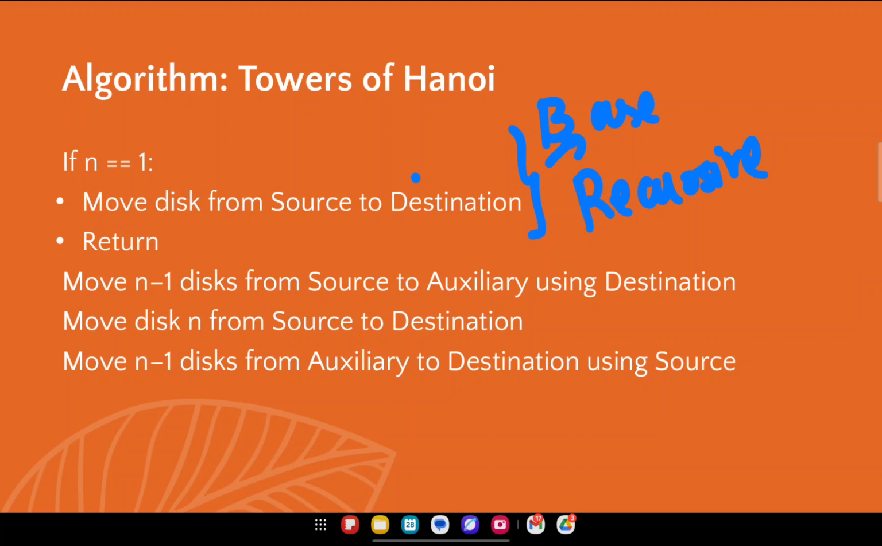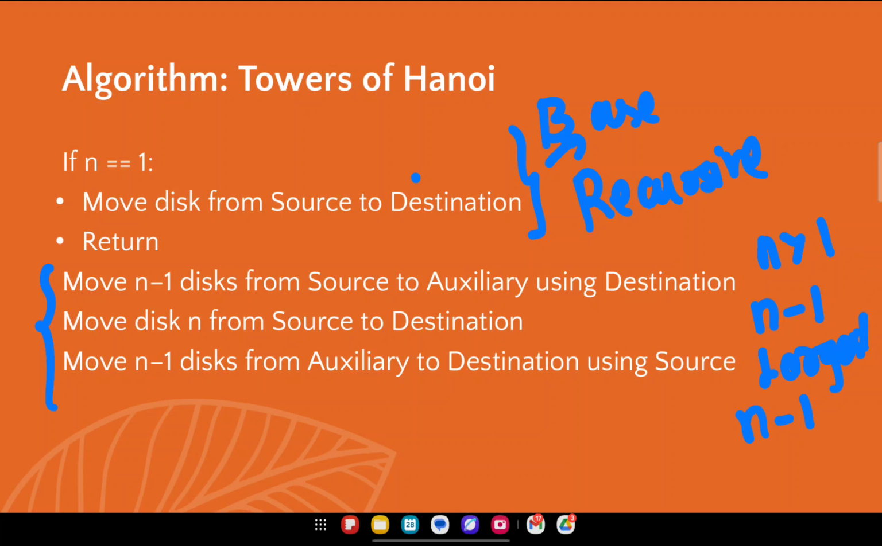In the recursive case, if n is greater than 1, then we have to follow these 3 steps. First, solve the problem for n minus 1 disks. Then move the largest disk. Then again solve the problem for n minus 1 disks. So the meaning is we have to solve n minus 1 disks first, then move the largest disk, then again call the recursive function for n minus 1 disks. The problem keeps calling itself with a smaller input.